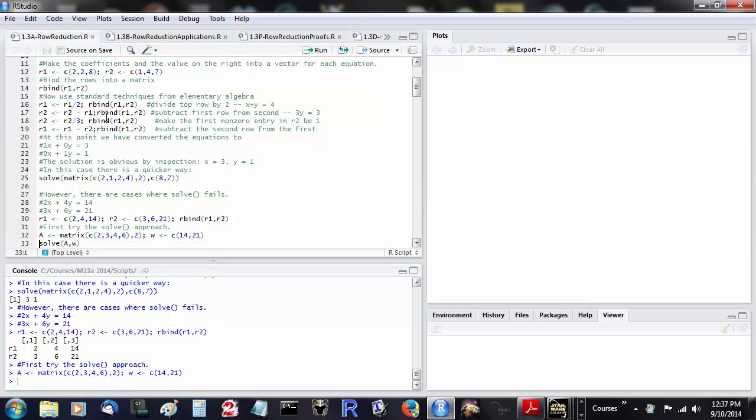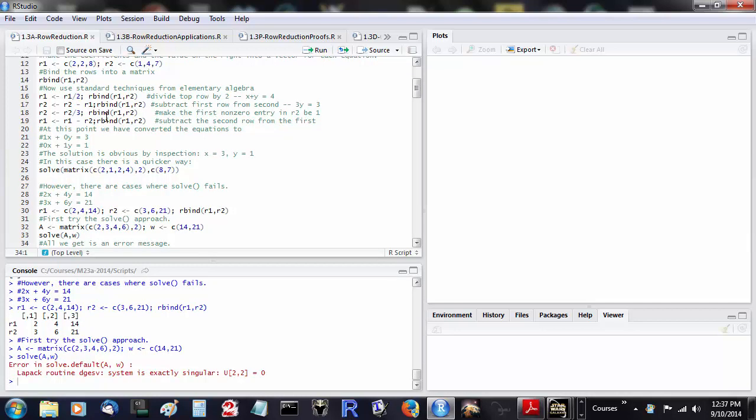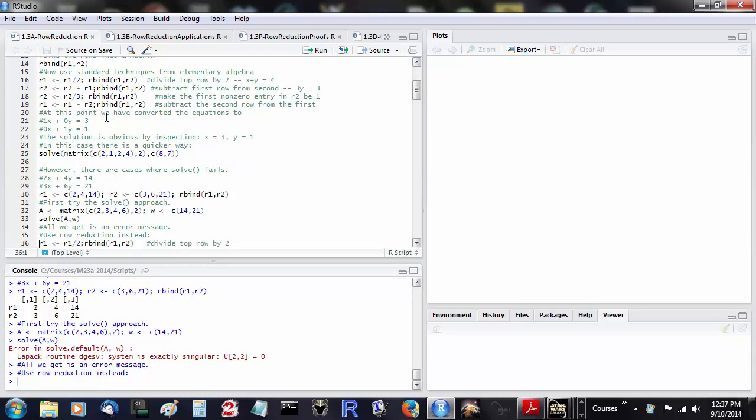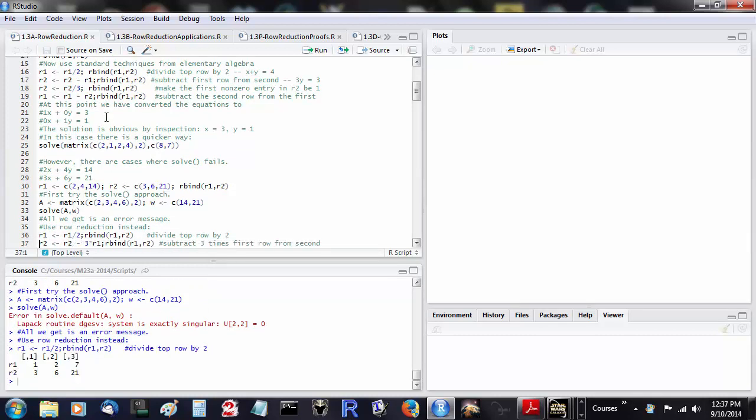Having made the matrix, we try solve with the vector w on the right, the matrix A on the left, and all we get is an error message. The system is exactly singular. What happens if we do it by row reduction? Well, the first step's the same. We divide the top row by 2 to convert the first equation into x plus 2y equals 7.